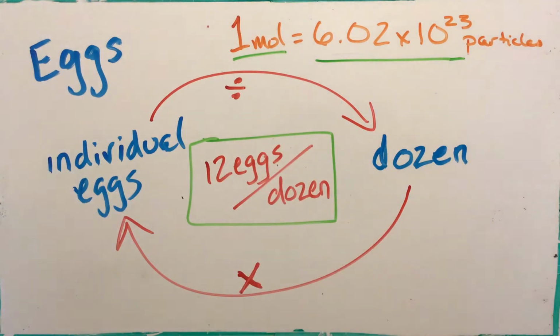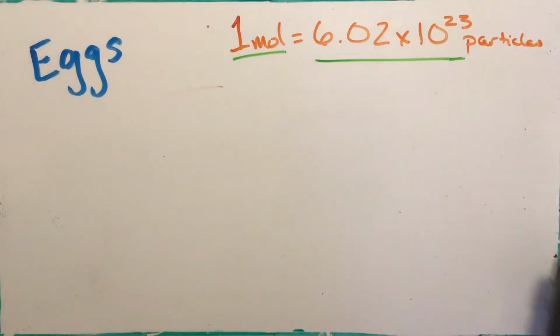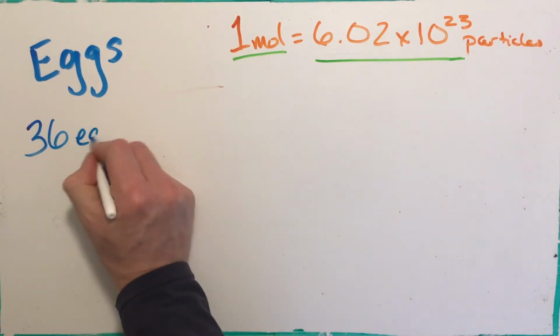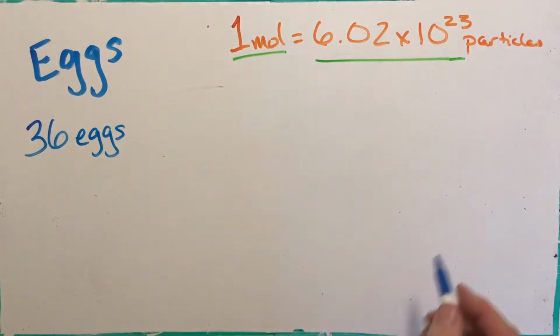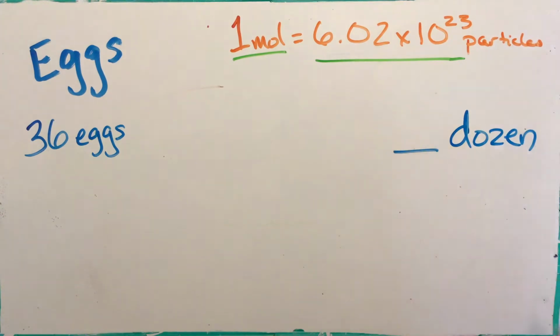Now, this math does work out. Let's do a couple of examples. We're still talking about eggs. What else would we talk about in chem class but eggs? So let's do a couple of examples. Let's say I have 36 eggs, and I want to know how many dozen that is going to be.